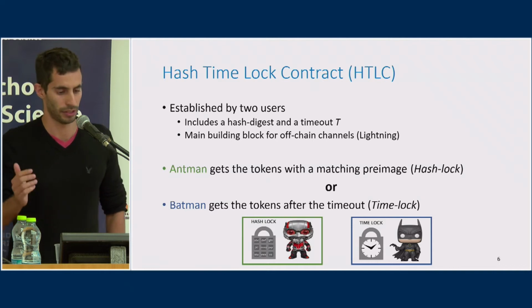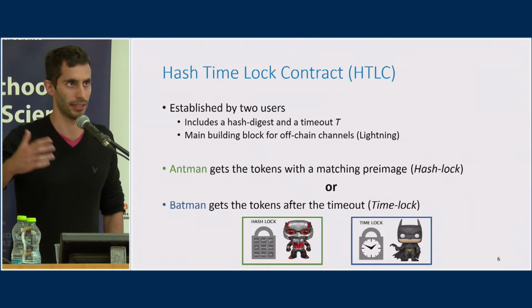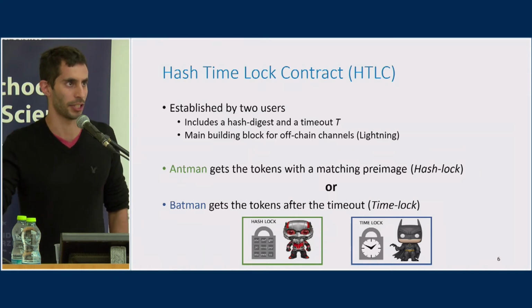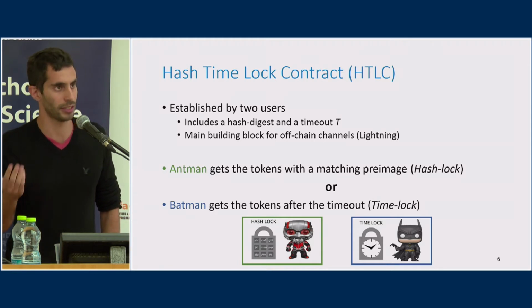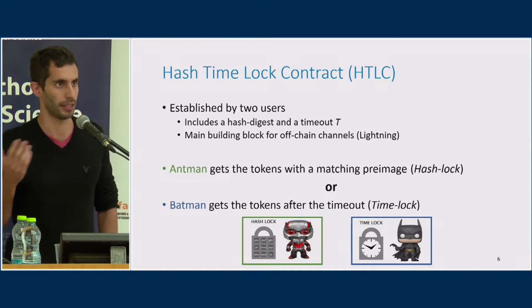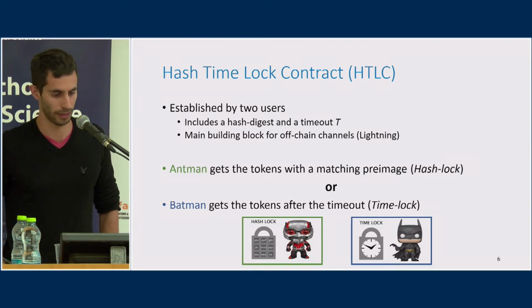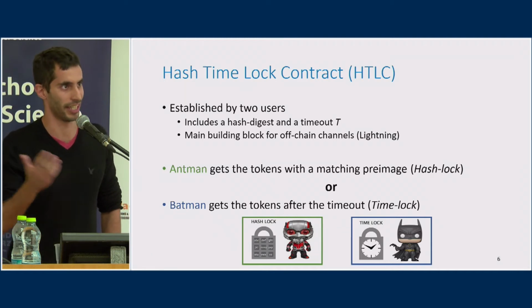It's as follows. Ant-Man can get the tokens with a matching preimage. We said that we have a hash digest, so you need to provide a preimage for that hash digest, and then Ant-Man can get the tokens. Alternatively, Batman can get the tokens if he waits for the timeout to elapse, the timeout in blocks. We refer to this as the hash lock and the time lock, and this is why we call this an HTLC.